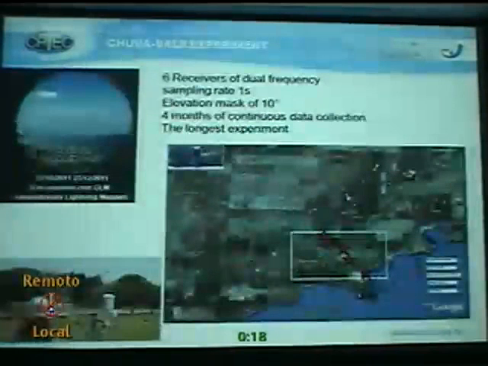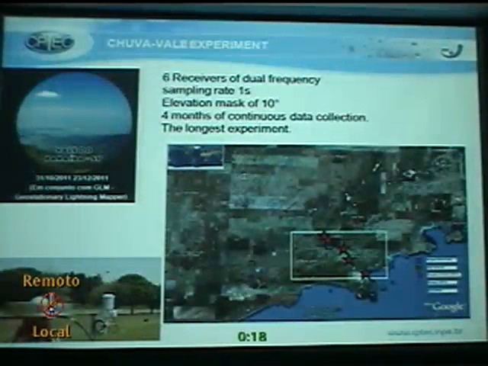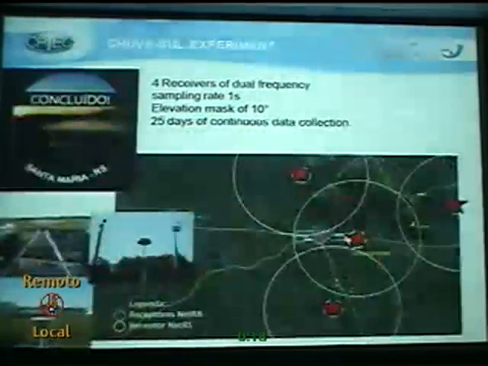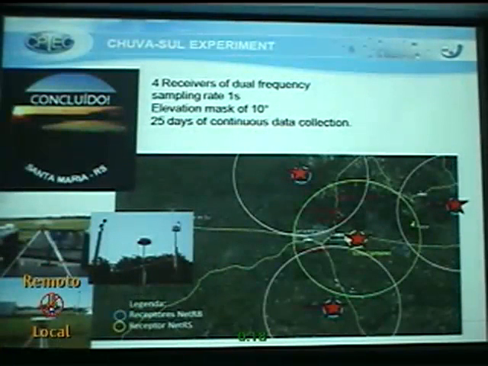And in Chuva Valley, 6 receivers in dual frequency were used, with the same sample rate, 1 second, and 10 degree elevation mask. This campaign is the longest experiment, with about 4 months of continuous data collection. And the last campaign, Chuva Sul, had 25 days of continuous data collection, and 4 receivers were used.